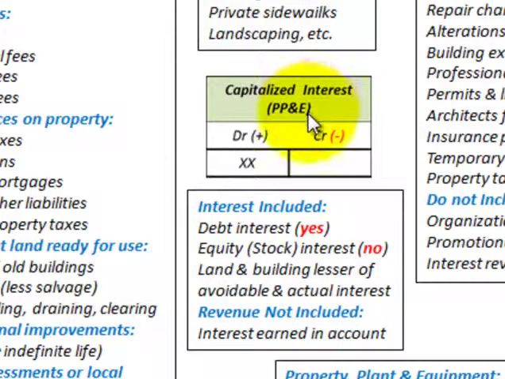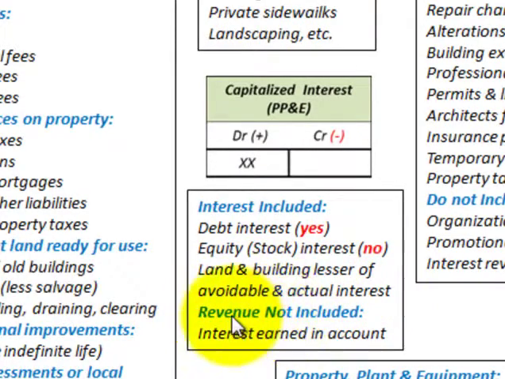Well, that's a special subject, but the interest included in our capitalized interest would be debt interest only. There wouldn't be any interest on equity stock or interest, none there. And then between the land and the buildings, we take the lesser of the avoidable versus the actual interest.